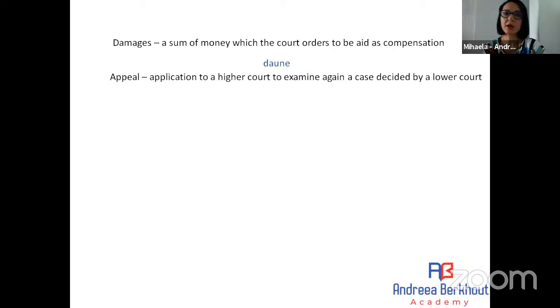Our next term, appeal, which is the application to a higher court in a case decided by a lower court. So for example, if you go to a local court, let's say, and you are not happy with the result, then you can make an appeal to a higher court. So it's for re-examination of a case.